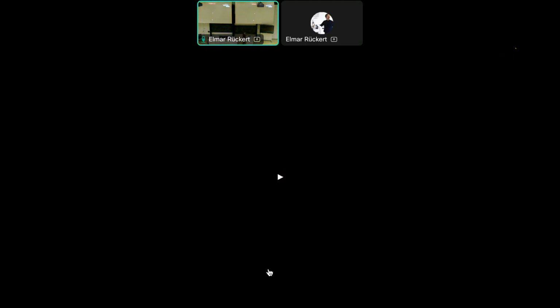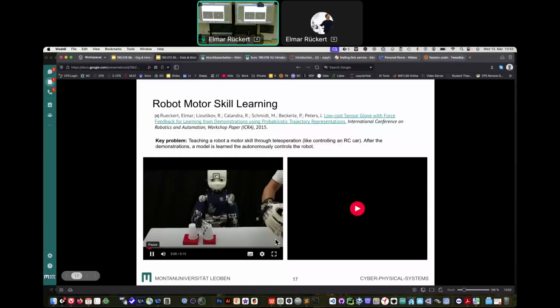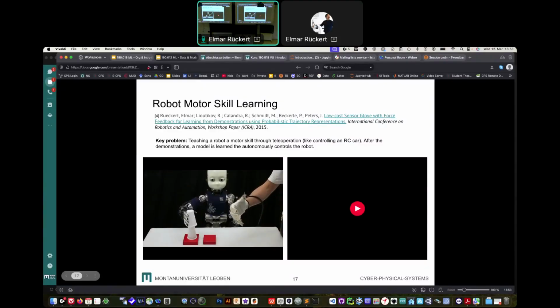In this research, I used the same model on data that was recorded through teleoperation. So I teleoperate the system, but I record the data in the robot coordinate system. So I got data from the joints of the robotic system, from the fingertips of the robotic systems, from tactile sensors. That was my model data.